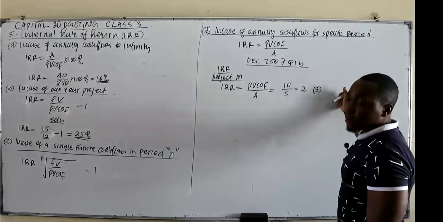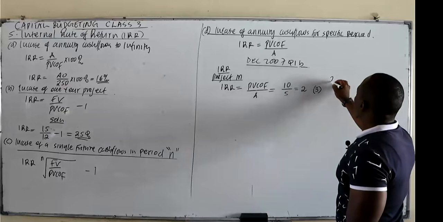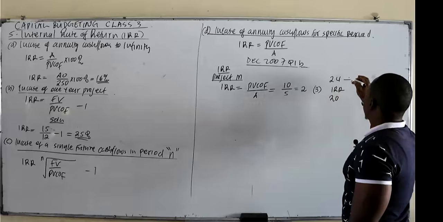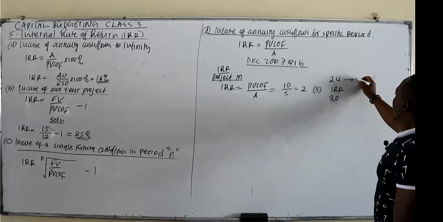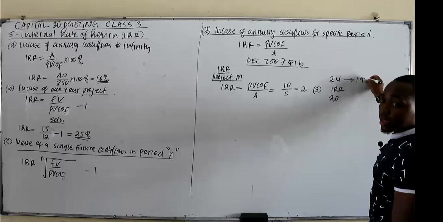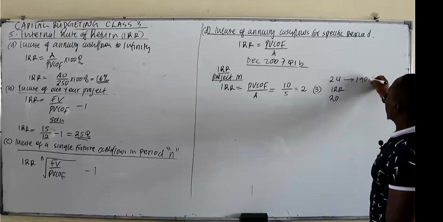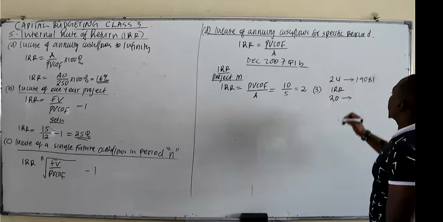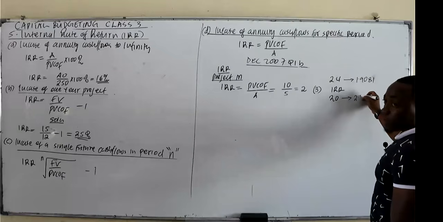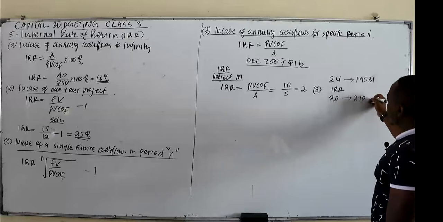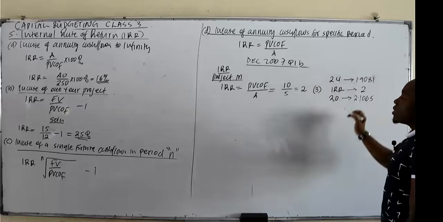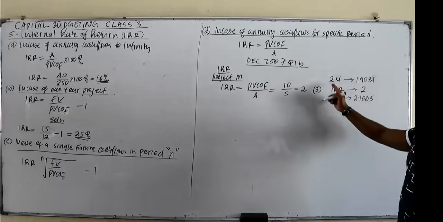20 and 24, good. It lies in between 24 and 20, so IRR is in between. Now give me for 24. 24, it's 1.9081. 20%, 2.1065. Then the IRR we need is 2. What does it mean? IRR is between 20 and 24.